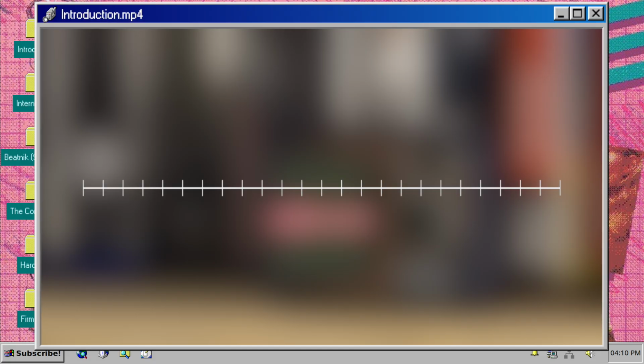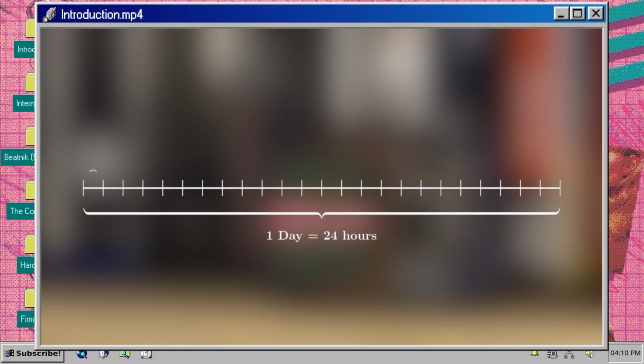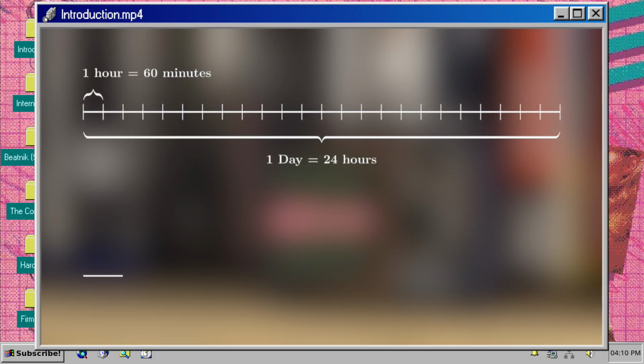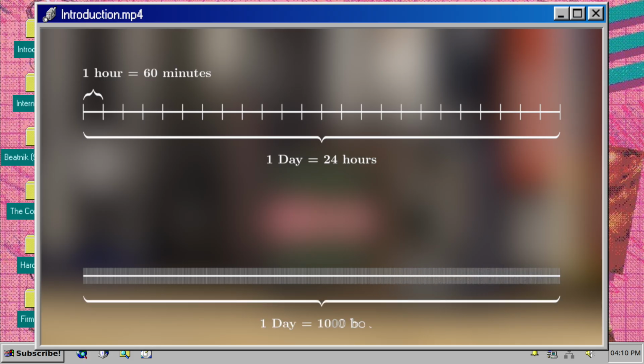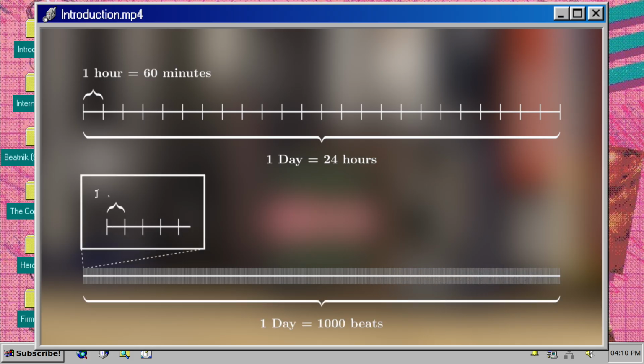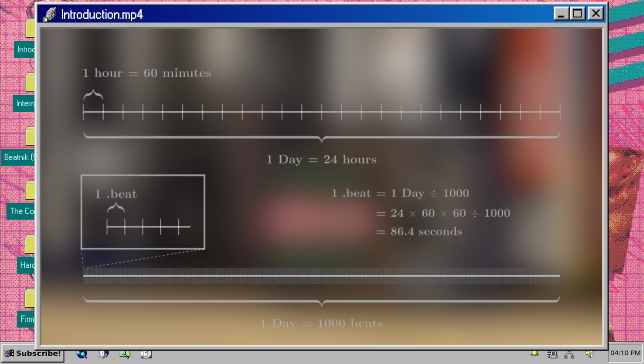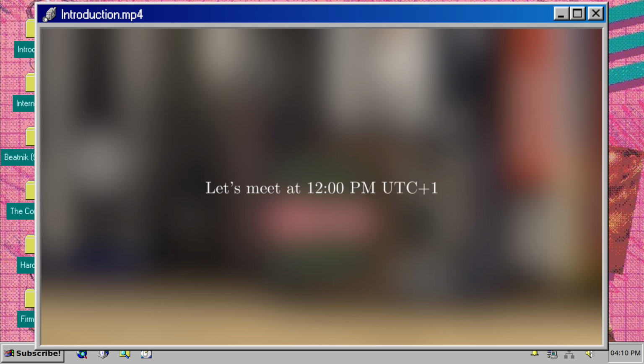Instead of dividing the day into 24 hours like standard time, internet time divides the day into 1,000 equal units called beats, where each beat spans 86.4 seconds when converted to standard time. So 12 p.m. in standard time would correspond to 500 beats. The time is written with an @ symbol followed by the number.